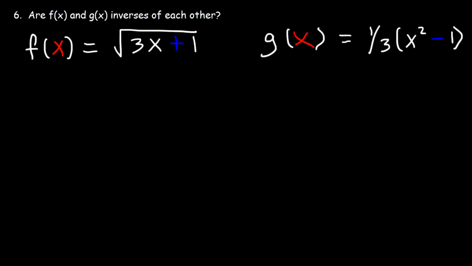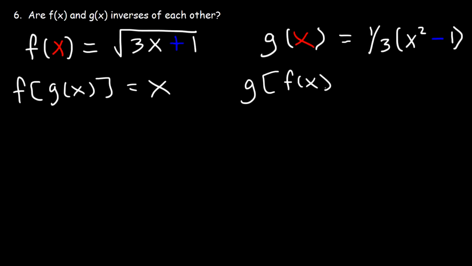Number 6. Are f of x and g of x inverses of each other? How can we prove if they're inverses of each other? So we have to show that f of g of x is equal to x, and also g of f of x. We need to prove that this is equal to x. If we can do that, then we know for certain that f of x and g of x are inverses of each other. So let's start with the first one, f of g of x.